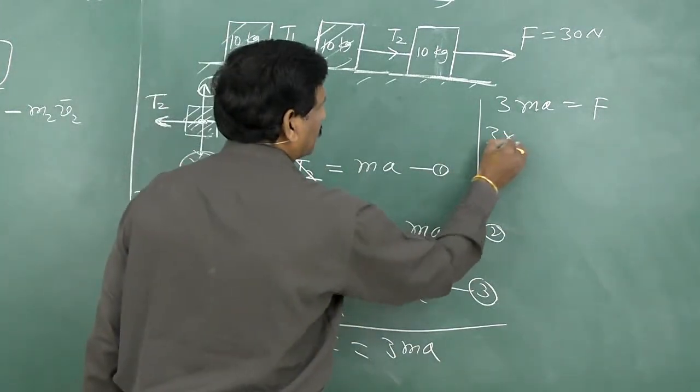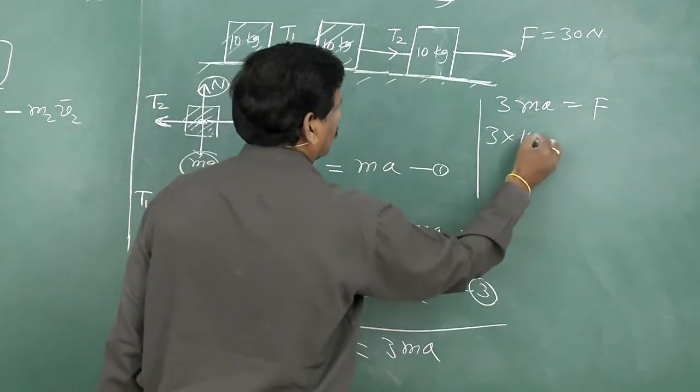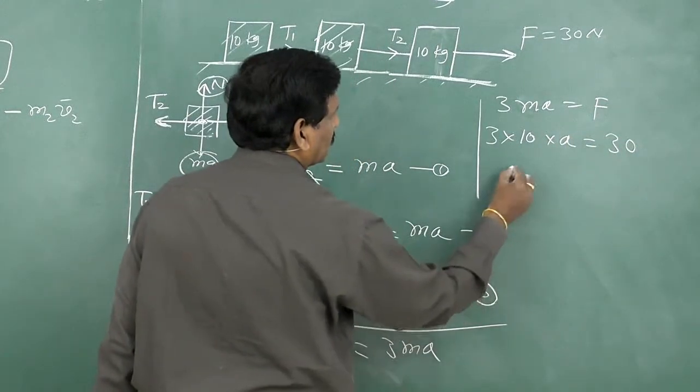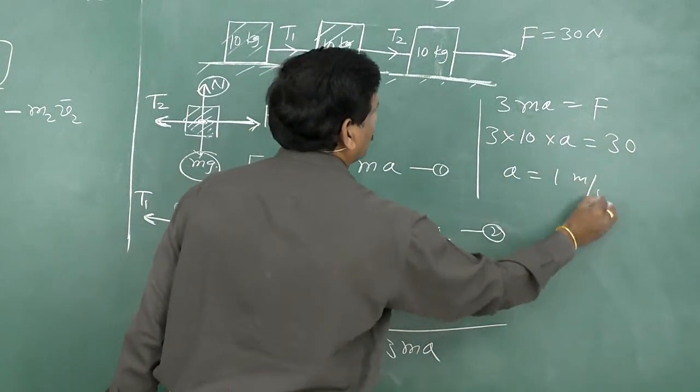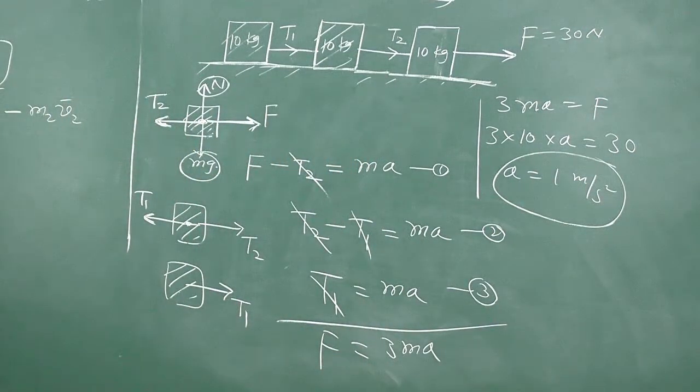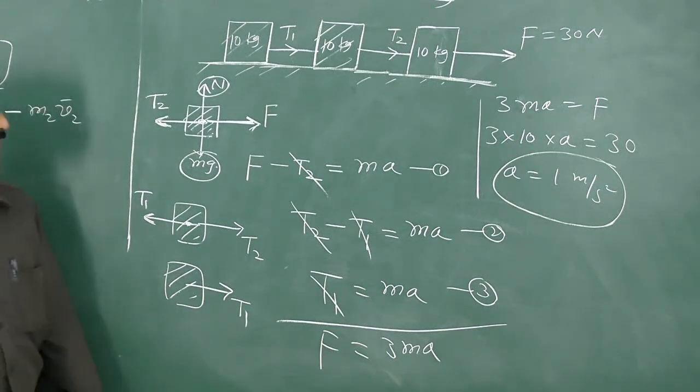So 3 into mass 10 into a is equal to 30. Then a is equal to 1 meter per second square. This is the acceleration produced in the system. So each block is accelerated by 1 meter per second square.